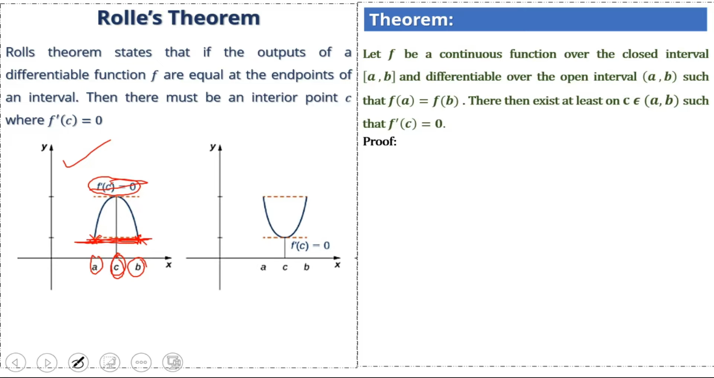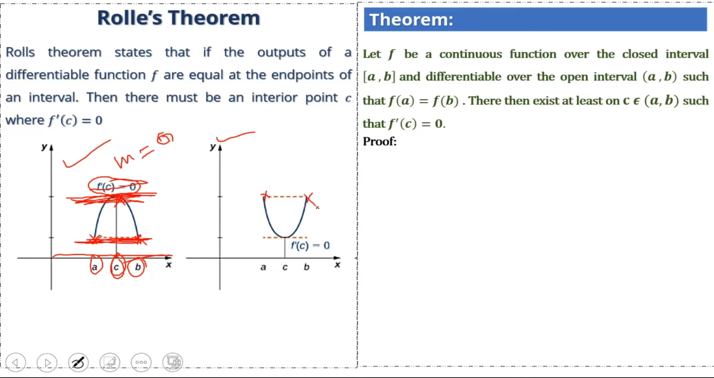and the derivative of the function being 0 means the slope of the tangent line is equal to 0. This implies the tangent line will be parallel to the x-axis. Okay, and at this point we have an absolute maximum.